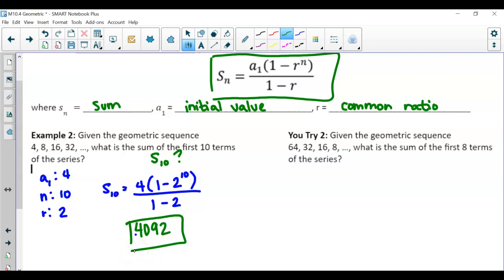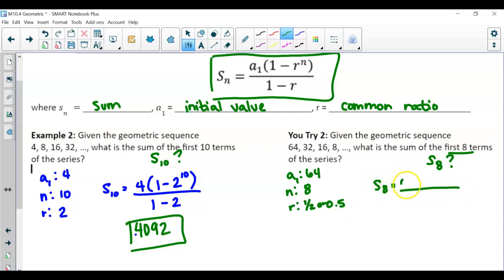You try on your own. And here we go. So again, we are now looking for the sum of the first 8 terms. So we're looking for S sub 8. That is what we are finding the sum of. Here, our first term you should have identified is 64. Then again, n is 8, and our common ratio. So here, what are you multiplying by? 1/2 or 0.5.